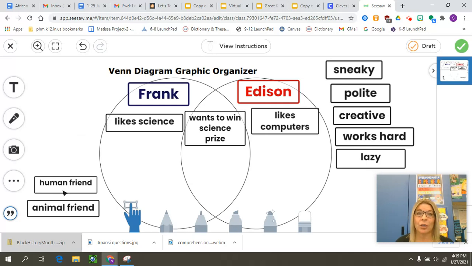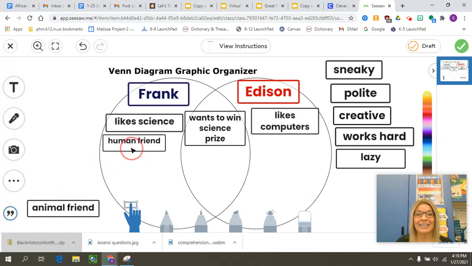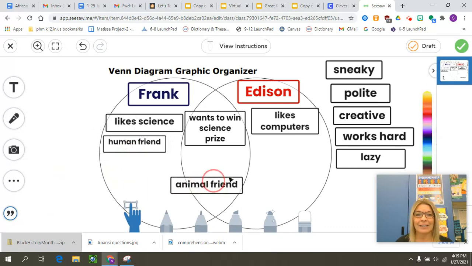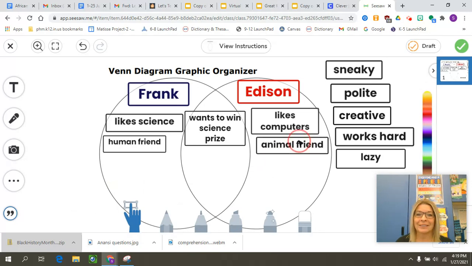Which character has a human friend? Or do they both have a human friend? Did you say Frank? He has his friend Watson. And who has an animal friend? That's Edison, Mr. Chimp. A way that they're different.